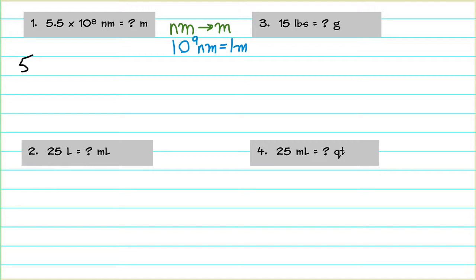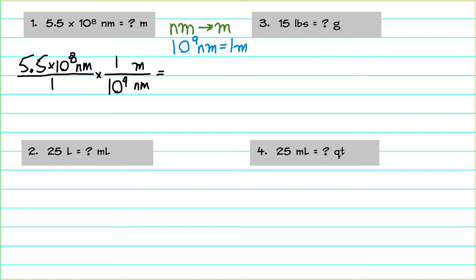So that's 5.5 times 10 to the power of 8, and that's nanometers. Put it all over 1. And for each relationship, I'm going to write 1 fraction bar. And I want nanometers to cancel and replace with meters, and the relationship is for every 10 to the power of 9 nanometers there is 1 meter.